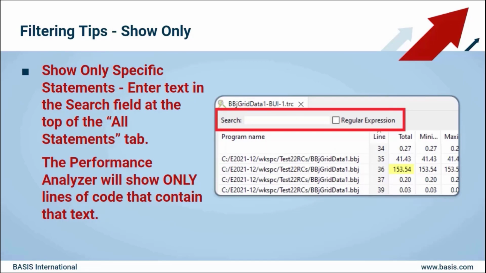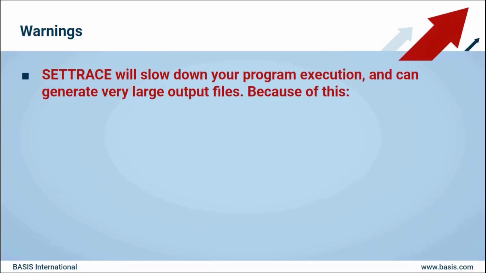Next, you can show only specific statements by entering text in the search field at the top of the All Statements tab. The Performance Analyzer will then show only lines of code that contain that text. So a few warnings.